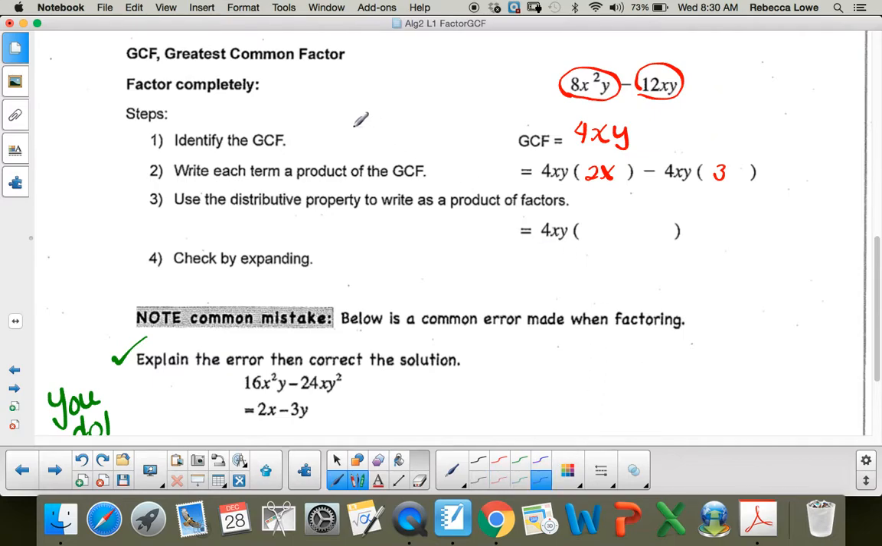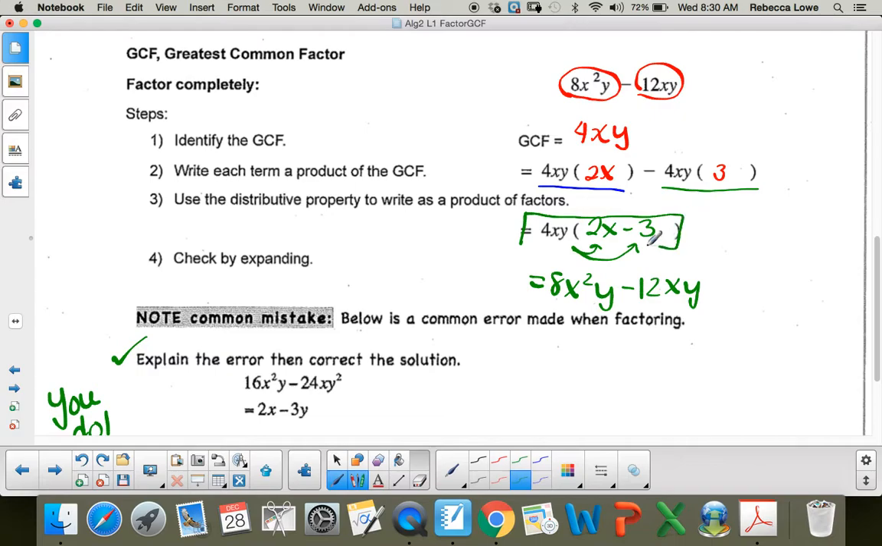Now we're going to use the distributive property to write as a product of factors. If you notice, these two expressions share a 4xy. So that comes out, and you're left with 2x minus 3. If you were to multiply this back in, you would get the exact same expression that we started with. This is simply a check. This is not your answer. Your answer in factored form is right here. This is just a check that we did it right. When you multiply this back out, you get the expanded form.